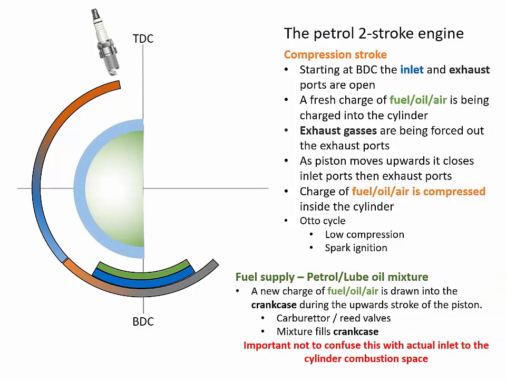Otto engine, spark ignition engine, low compression engine. A point to note is that during the upward stroke of the piston, underneath the piston is a low pressure, which will draw a mixture of the air, fuel and lube oil into the crankcase. This is for the next combustion to take place. By means of a carburetor passing through some reed valves, non-return valves, the new air-fuel mixture will fill the crankcase as the piston moves upwards on the compression stroke. It's important that you do not confuse this with the actual inlet to the combustion space above the piston.